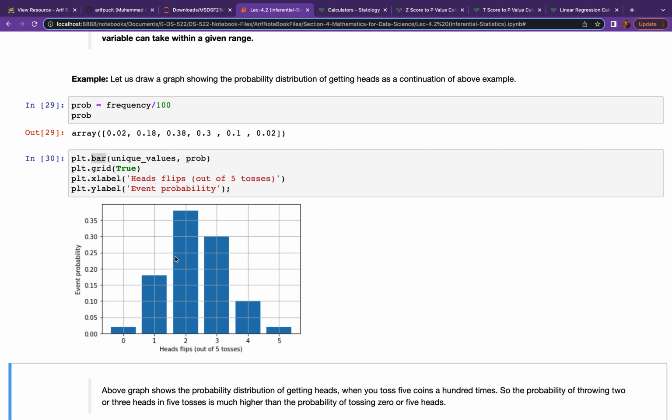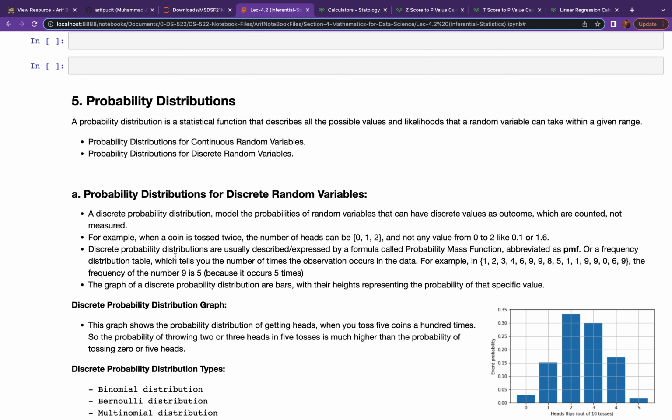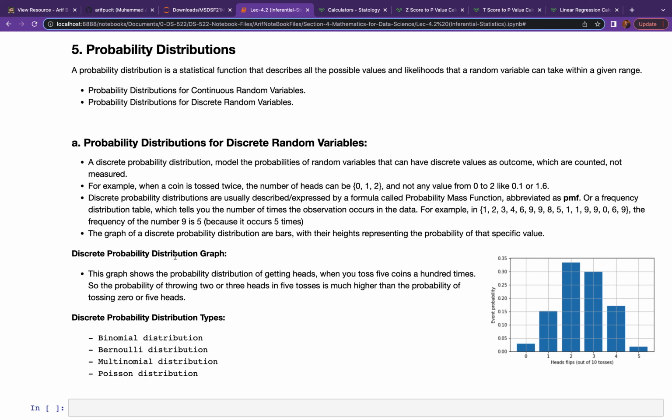Okay, so now once again, the stage is set for you to understand another topic, and that is probability distributions. Probability distributions can be of two main types depending on the type of variable we are dealing with, that is discrete or continuous. Let me first talk about probability distributions for discrete random variables.